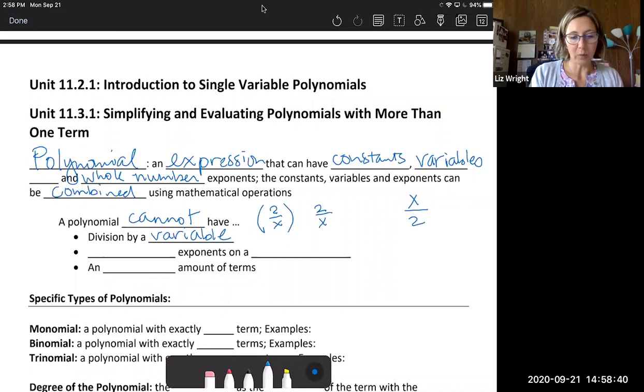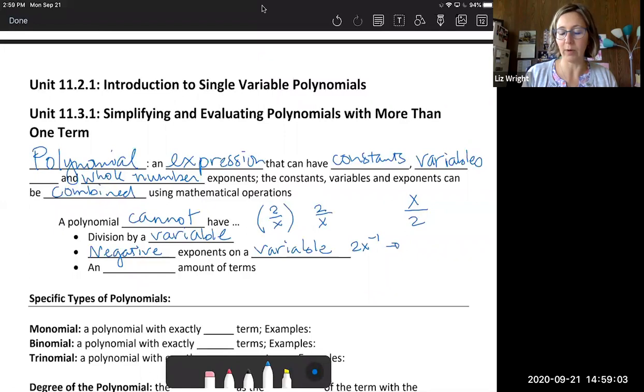The next bullet is saying essentially the same thing. It says you cannot have negative exponents on a variable. It's totally fine to have a negative exponent on a number or a coefficient, but not the variable. For example, 2x to the negative first is exactly what the previous bullet was showing. That would be like 2 over x. It's the same thing.